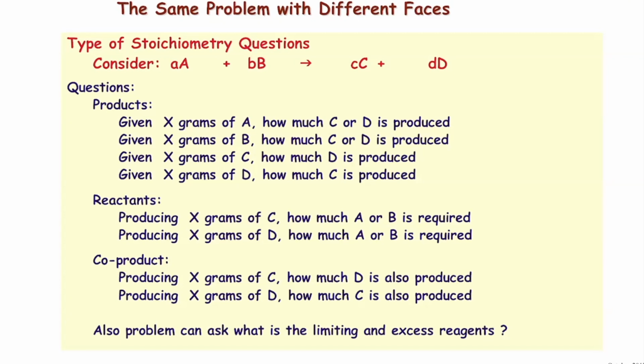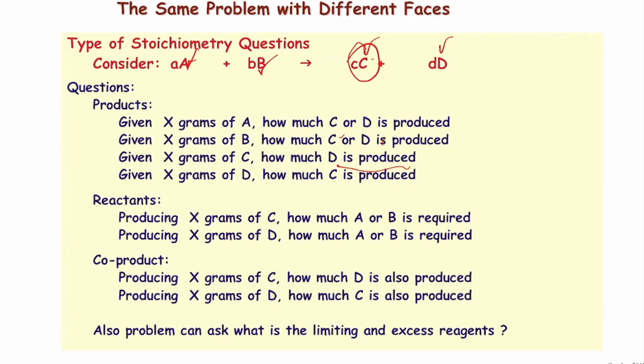Grams to grams. Given X grams of A, how much of C or D is produced? Mass to moles, moles to moles, moles to mass. You just have to figure out which chemical you're shooting after. Given X grams of B, how many C or D is produced? Again, mass to moles, moles to moles, moles to mass. Given X grams of C, how much D is also produced? Mass to moles, moles to moles, now you're using the balanced equation that relates C to D, moles to mass.